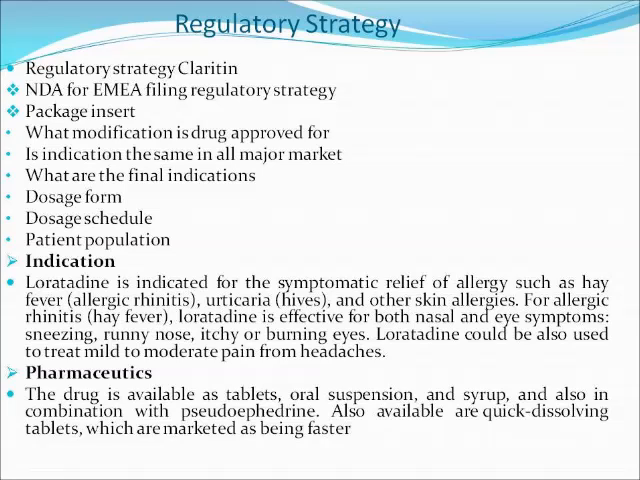Regulatory strategy. In regulatory strategy, we have 2 points. The first one is NDA and or EMEA filing regulatory strategy and the package inserts.